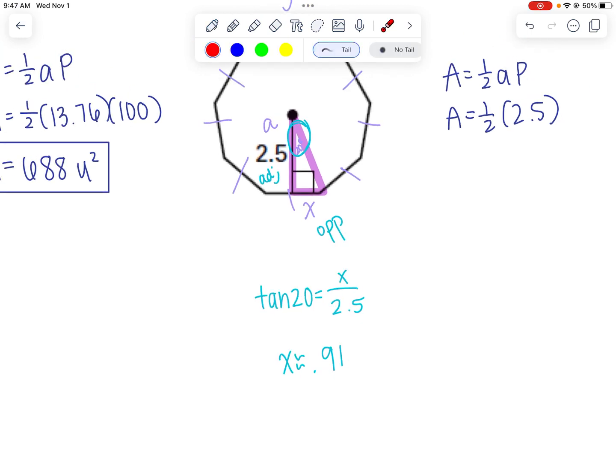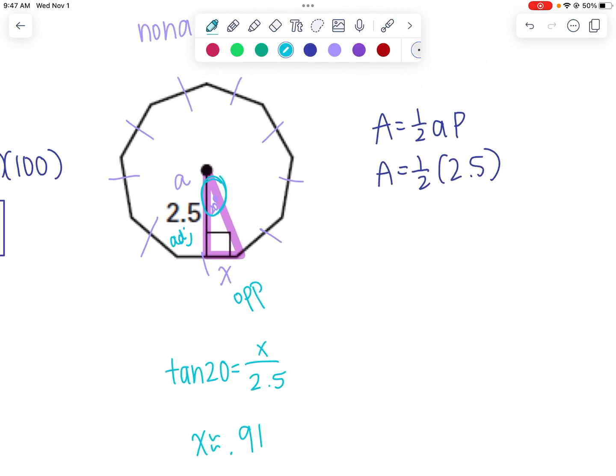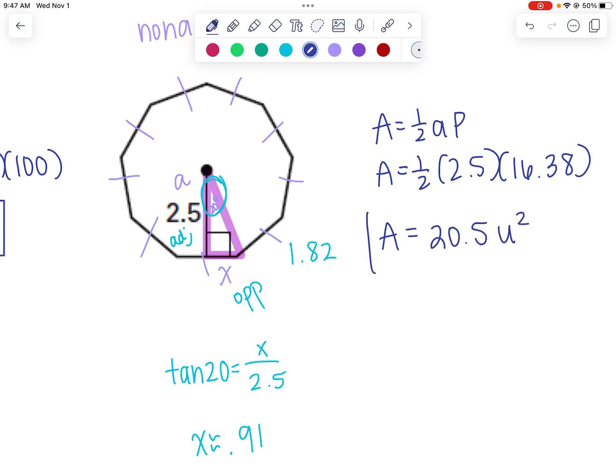But remember, that's only this piece. The whole side would be 0.91 times 2, which would be 1.82. And because it's a nonagon, 1.82 times 9 would make the perimeter. 1.82 times 9 would be 16.38. And then from there, I can just go to the calculator and type it all in. And then I'm going to go ahead and round to one decimal place and say 20.5 units squared.